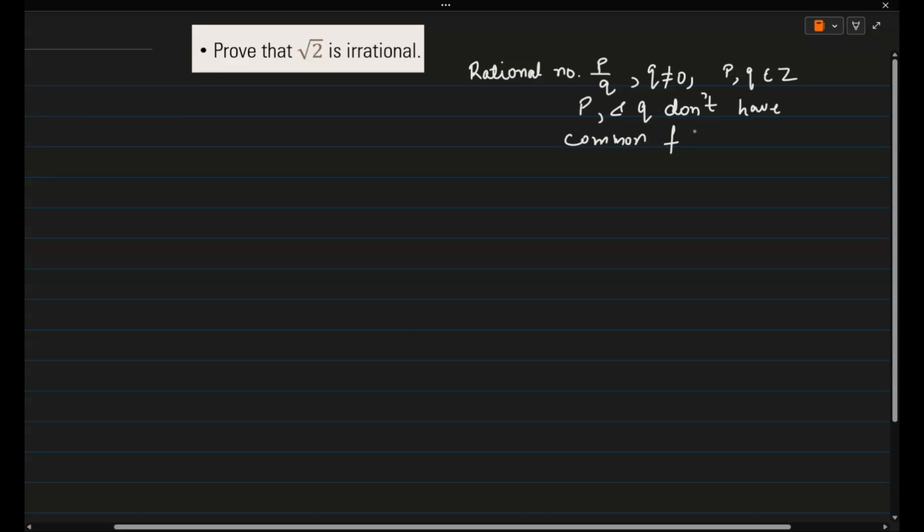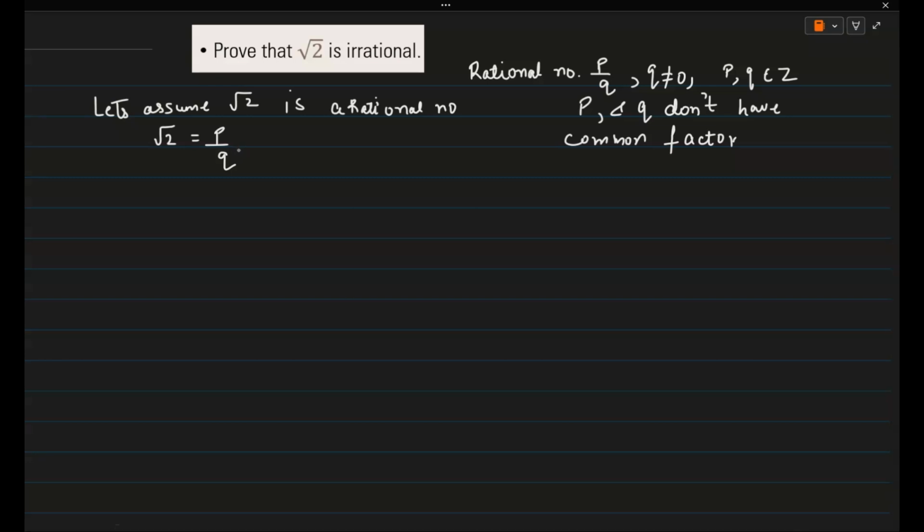So we will be proving square root of 2 is an irrational number by using the contradiction method. In the contradiction method, we assume that square root of 2 is a rational number. So let's assume that square root of 2 is a rational number. So we can say that it is equal to p by q, where p and q are integers, q is not 0, and they don't have any common factor.